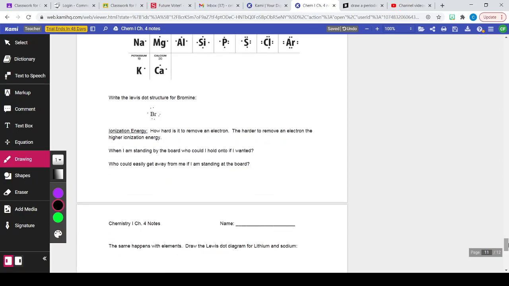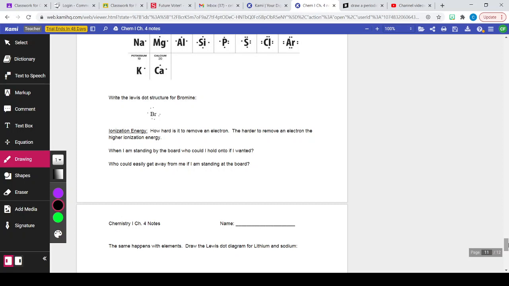Now, ionization energy, that is how hard is it to remove an electron. So the harder to remove an electron, the higher the energy. So I always do it this way. When I'm standing in class, standing by the board, who could I hold on to if I wanted? If you're in 3rd hour, then it's going to be Carter and Grayson and Sierra. I can grab onto those students. I can control them. Now, the back students, like Lucy and Kylie and Andre and Emma and Carlin, all those are going to be the hardest for me to control.